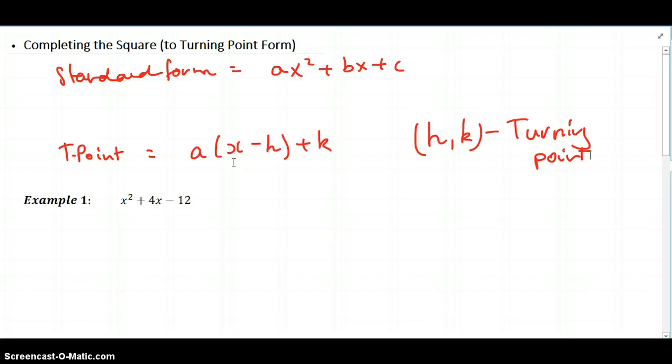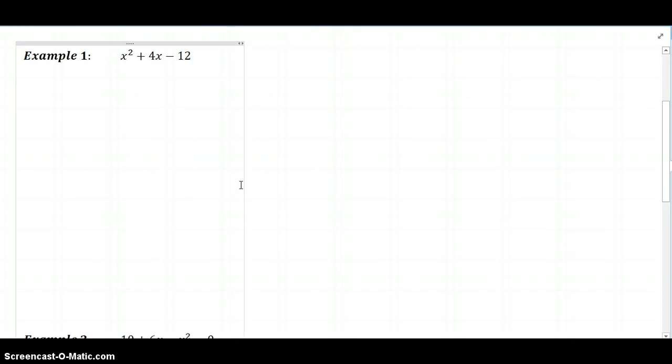So how do we complete the square? Well, completing the square just means going from standard form to turning point form. So if you can see, example 1 is in standard form at this stage. We want to turn it into something that looks like this. The reason for this is that it becomes a lot easier to sketch the graph knowing its turning point, and it also gives you a few other bits of transformation information as well.